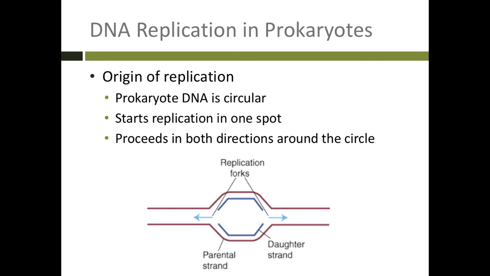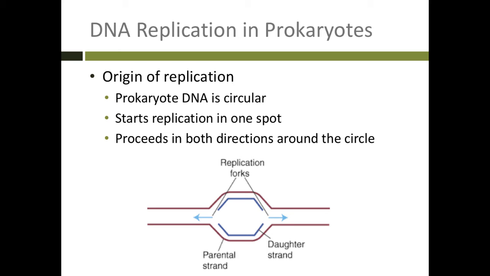Remember, a prokaryote is a cell with no nucleus or membrane-bound organelles. A bacteria is an example of a prokaryote. Prokaryotes have circular DNA. The place where DNA replication starts is called the origin of replication.